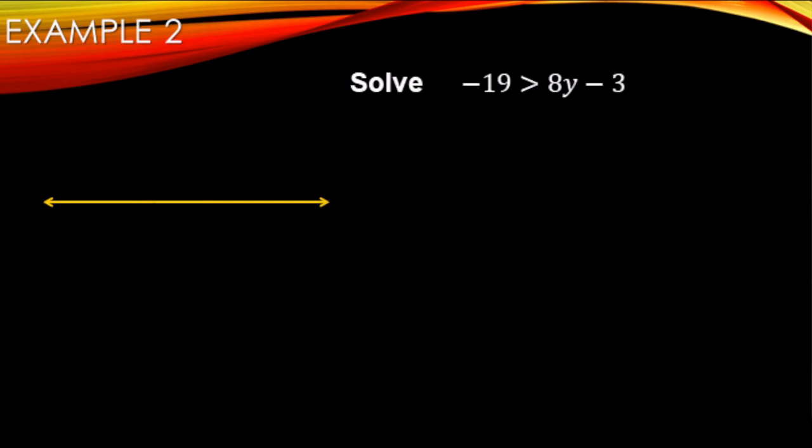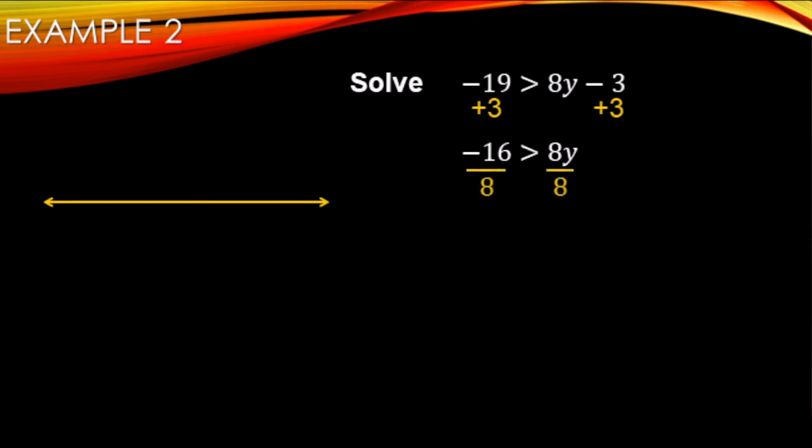So for this example here, we do want to get y by itself, solve for y. We're treating the inequality just like an equal sign. So this is a regular two-step, but it's an inequality instead of an equation. We'll start by undoing the minus 3 with a plus 3 to both sides. So over here we have negative 19 plus 3 makes negative 16. And then 8y plus 3 minus 3, no more 3s, just 8y there. Now undo the multiply by 8 with a divide by 8 to both sides.